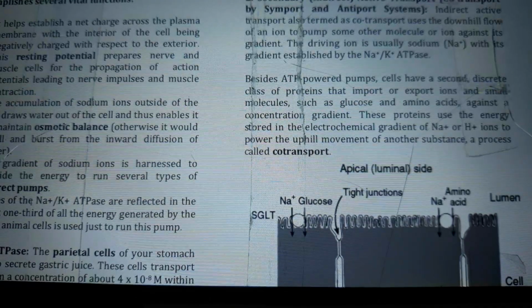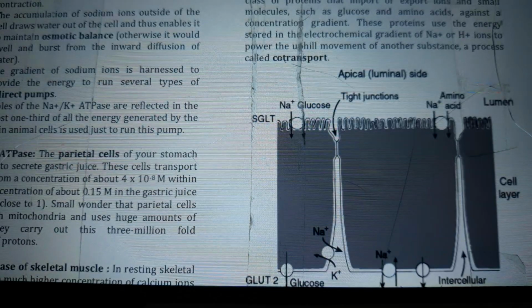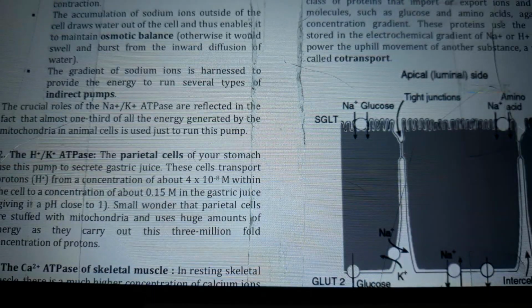This accomplishes several vital functions. It helps establish a net charge across the plasma membrane, with the interior of the cell being negatively charged with respect to the exterior. This resting potential prepares nerve and muscle cells for the propagation of action potentials, leading to nerve impulses and muscle contraction. The accumulation of sodium ions outside the cell draws water out of the cell and thus enables it to maintain osmotic balance. Otherwise, it would swell and burst from the inward diffusion of water.